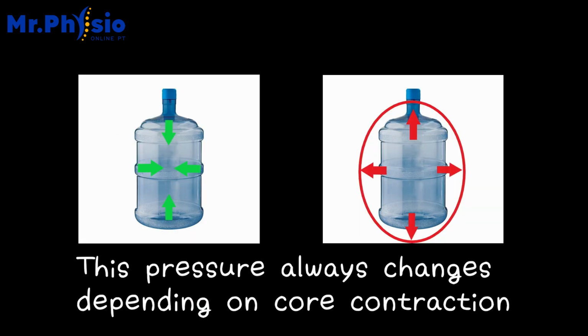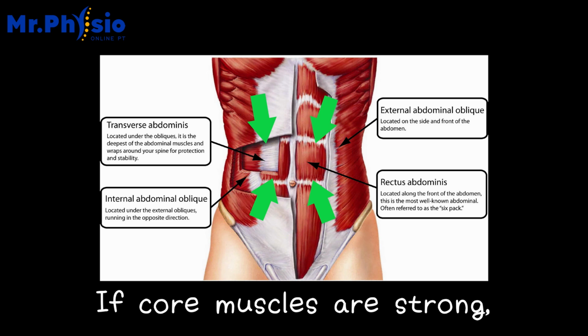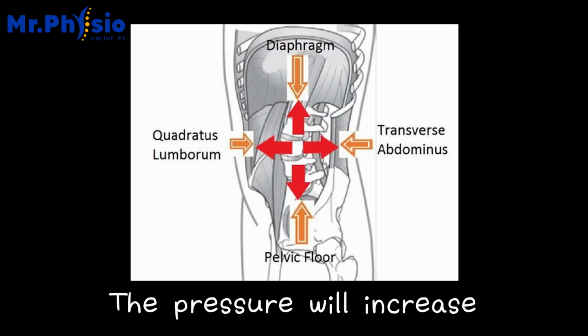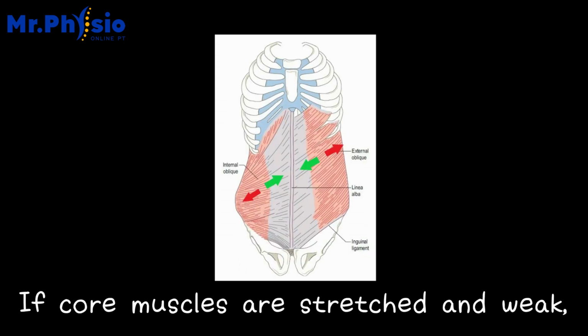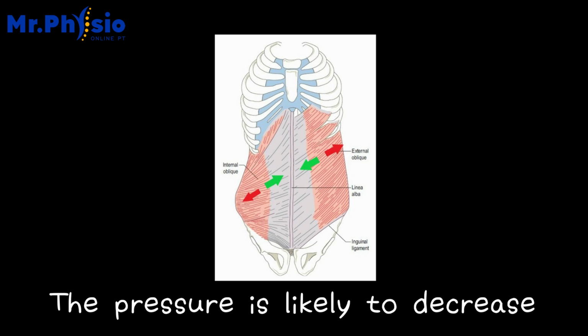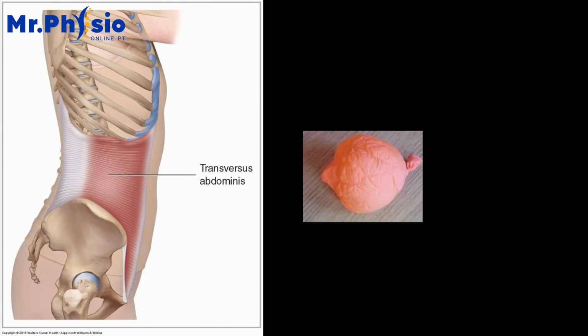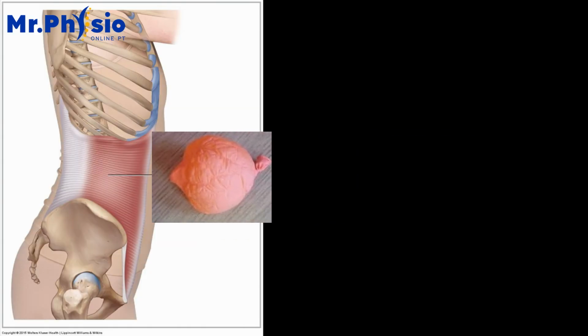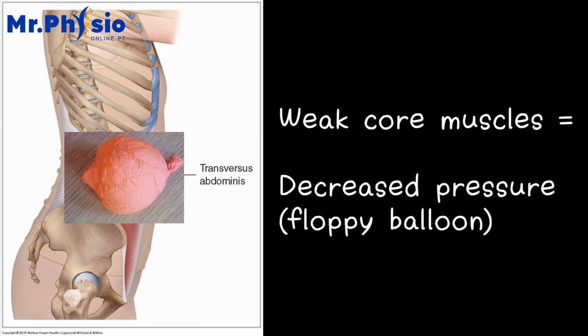So this pressure will change depending on how strong your core muscles are. So if your core muscles are strong enough, that will actually maintain a certain level of pressure. But if the core muscles are weak, this pressure will go down. It's like you have a flat, floppy balloon in your abdomen. So the balloon itself gets deflated if you have weak core muscles.